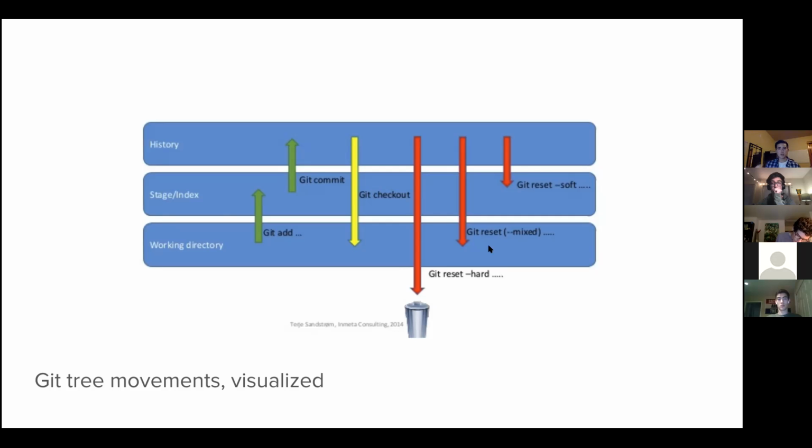Git reset --hard, that's probably the most extreme reset that you can do, because it'll undo the commit, but it'll actually just trash those changes. So you don't actually get the changes or any of the work that you did in that commit. It'll just go into the trash.